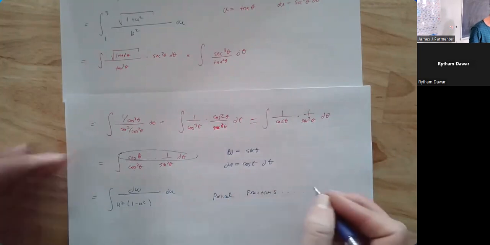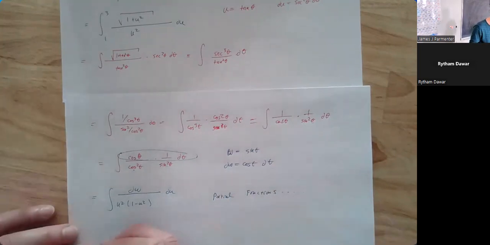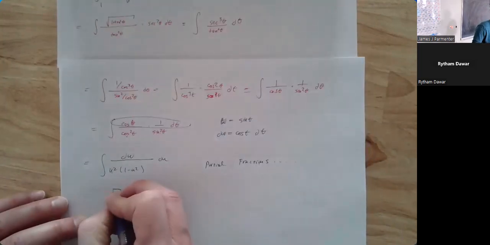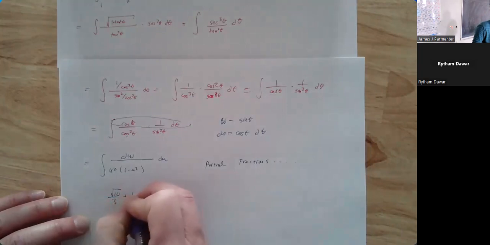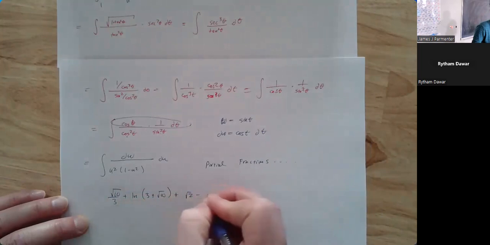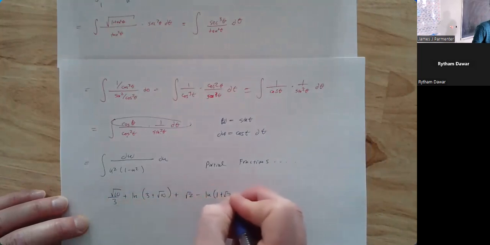I will tell you, because I have the answer in front of me, just in case you want to actually be a masochist later, the answer is the square root of 10 over 3 plus the natural log of 3 plus the square root of 10, plus root 2, minus the natural log of 1 plus root 2.